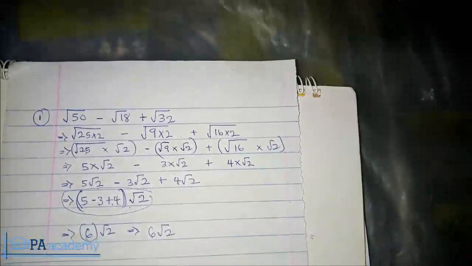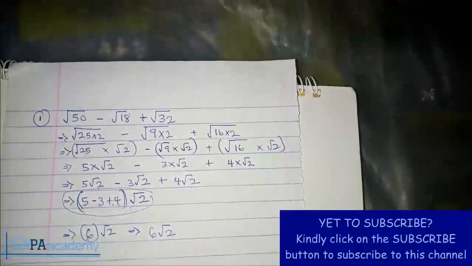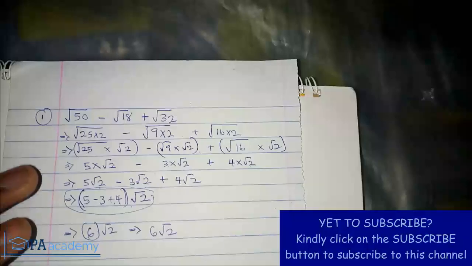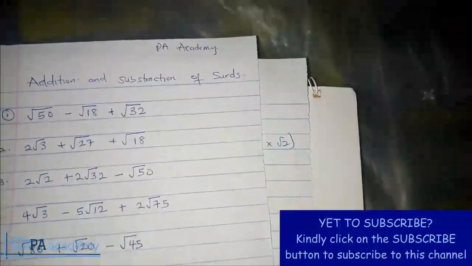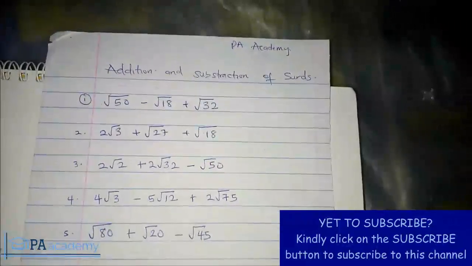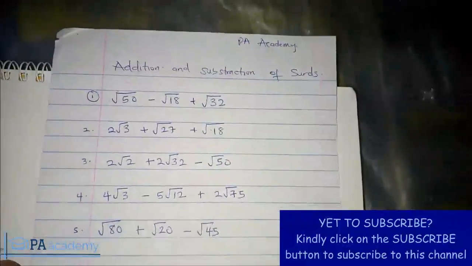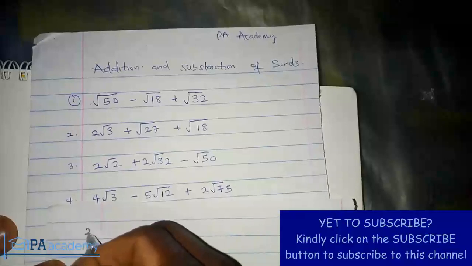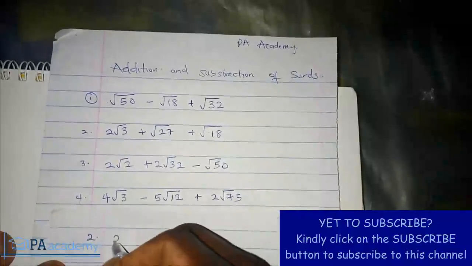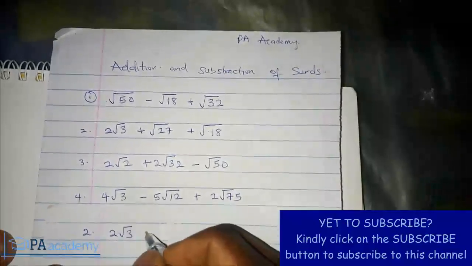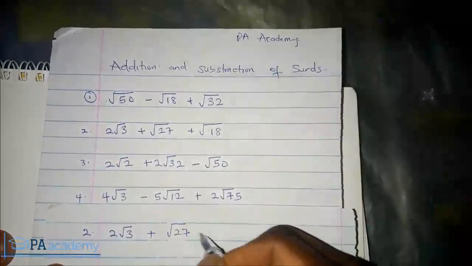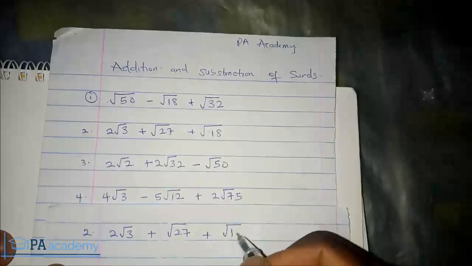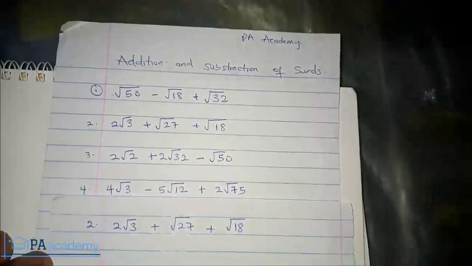So we've been able to simplify the addition and subtraction of this surd. So let's go to question number 2. Question number 2 says 2 root 3 plus root 27 plus root 18. So let's do that.